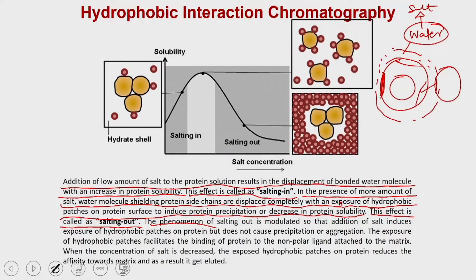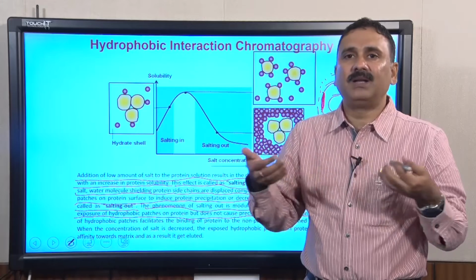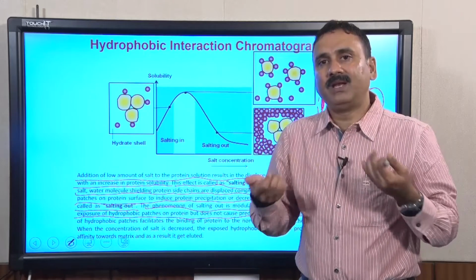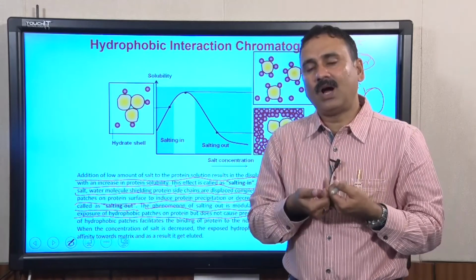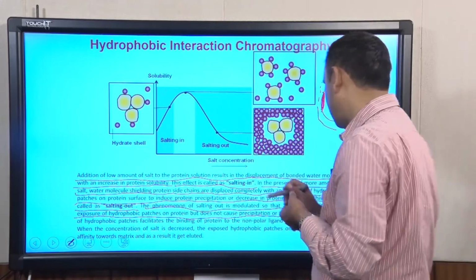So, the phenomenon of salting out is modulated in such a way that you add the salt that will induce the exposure of hydrophobic patches on the surface, but does not cause precipitation or aggregation. So, you have to make a very fine control, and you have to optimize in such a way that you remove the hydration shells, but at the same time you do not allow the protein molecules to stick to each other to form aggregates or precipitate, and that is how you can expose the hydrophobic patches present on the protein molecules.